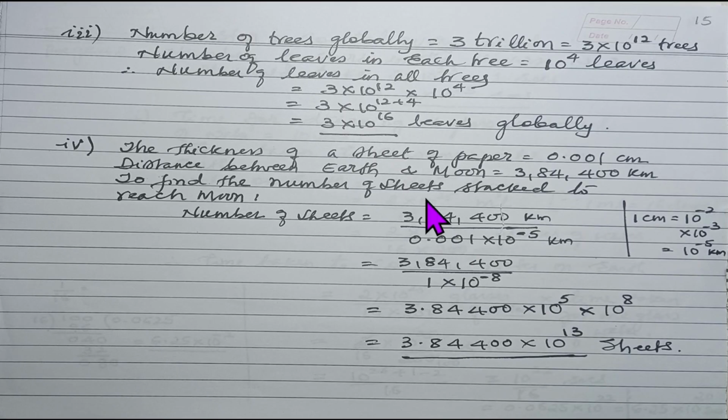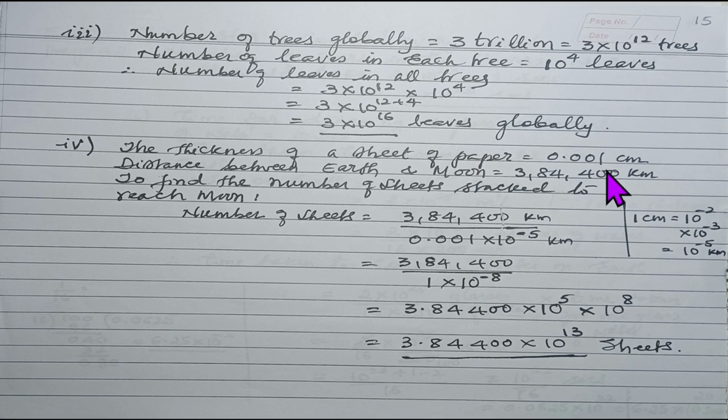Now let us go further. The number of trees globally is 3 trillion, that is 3 into 10 raised to 12 trees, and the number of leaves in each tree is 10 raised to 4 leaves. Then we have to find the number of leaves in all the trees. That is 3 into 10 raised to 12 into 10 raised to 4, which becomes 3 into 10 raised to 12 plus 4, that is 3 into 10 raised to 16 leaves globally.